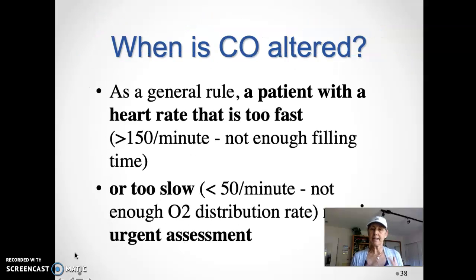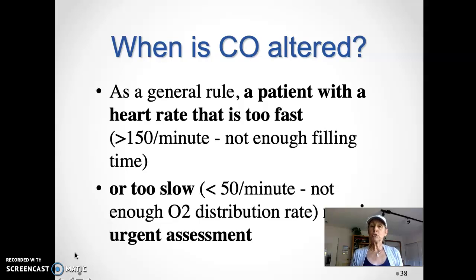When is this cardiac output altered? We're so interested in what the cardiac output is. Is it being efficient? Is the heart working well? When is it altered? What are some examples of that? So I've written for you as a general rule a patient with a heart rate that's too fast. So if heart rate is too fast, more than 150 beats per minute, it's not enough filling time, right? If it's going too quickly, then it's not going to have enough time to fill during diastole.